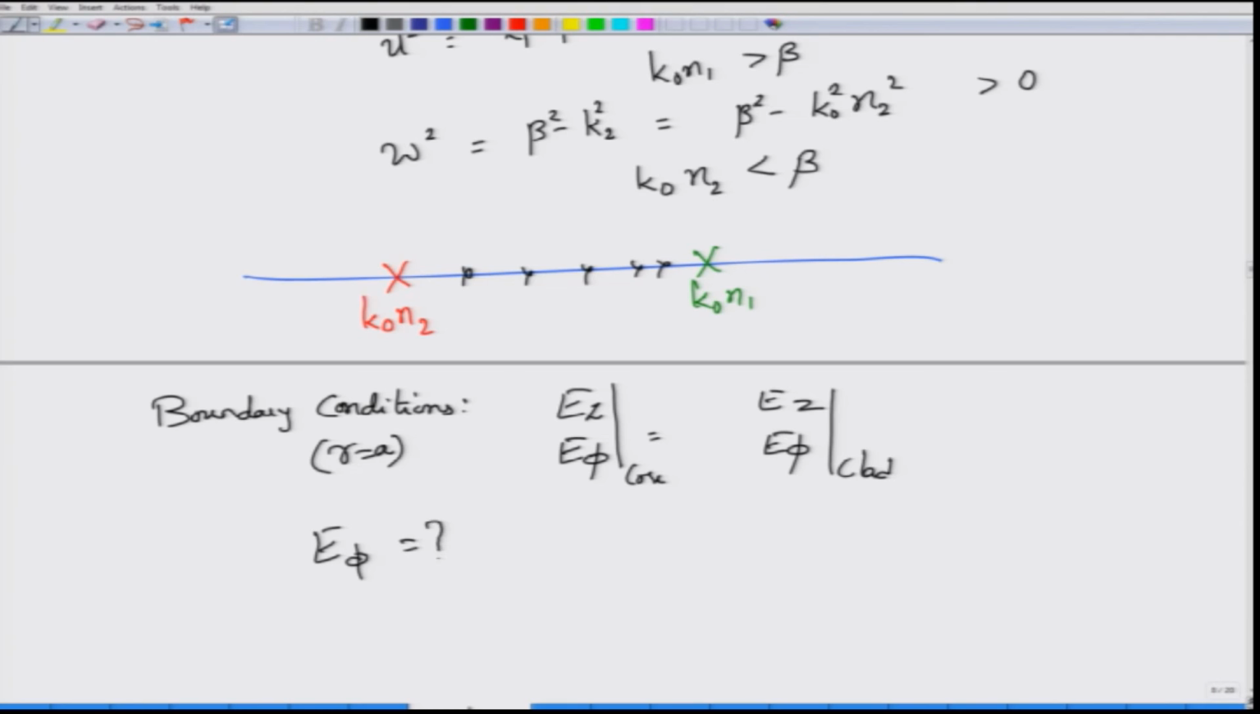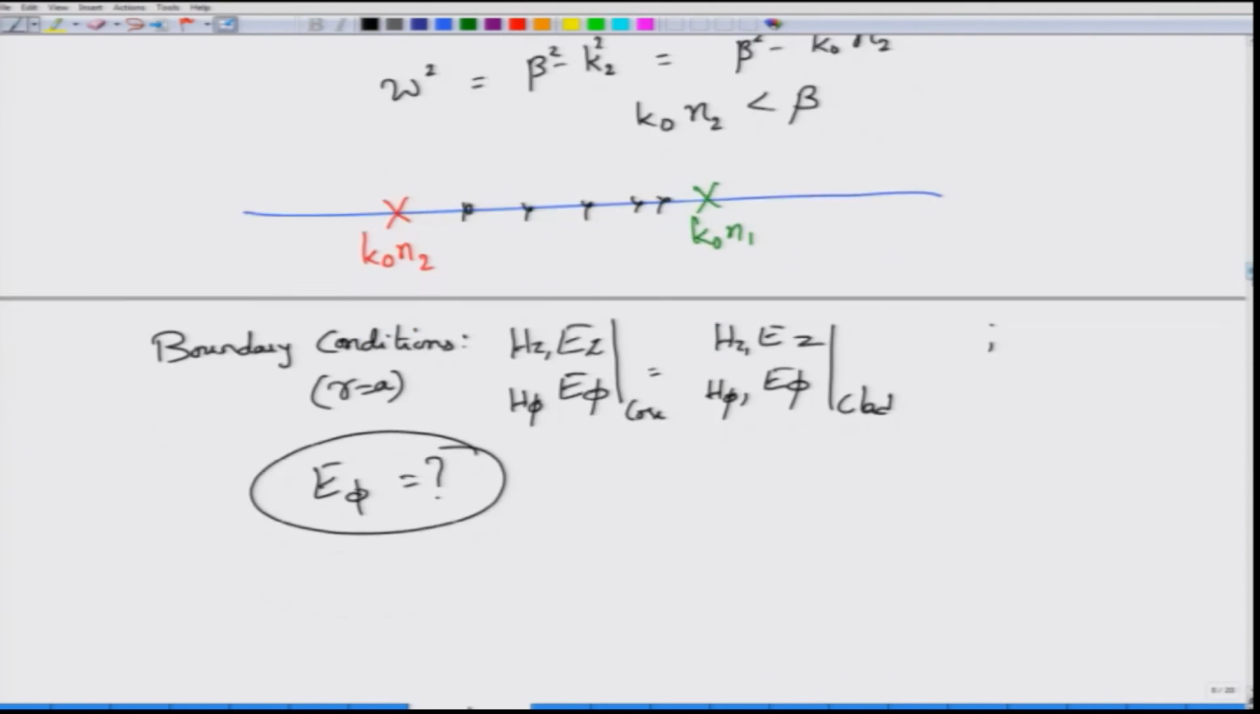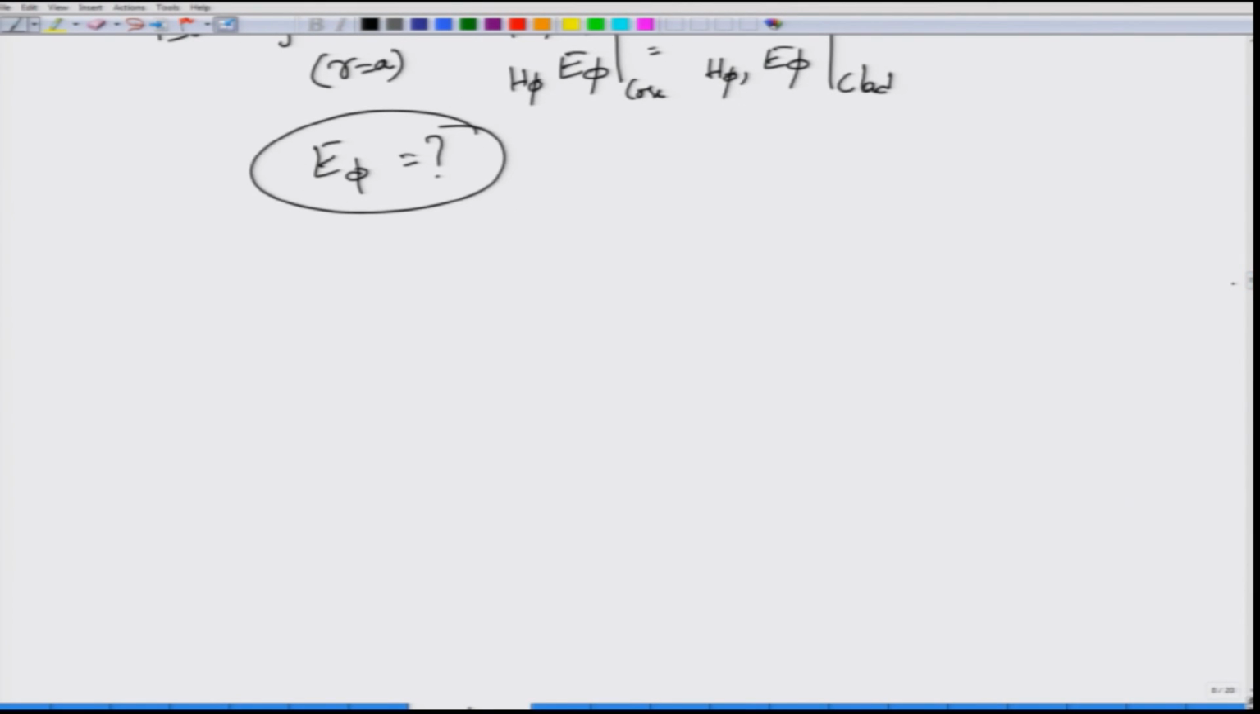Okay. What is E phi? Find out that. Similarly, there will be equivalent results for Hz and H phi as well. The core Hz and H phi must be equal to clad Hz and H phi at the boundary. Okay. So you can apply the boundary conditions and you will end up with a complicated equation for finding beta. That equation is called the characteristic equation, which gives you the roots of beta. If you solve the characteristic equation, you are going to find the values of beta. In the next module, we will take up mode properties. Thank you very much.